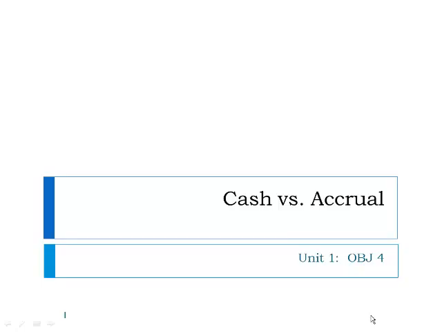Welcome to Objective 4 in Unit 1 of Accounting 3310. In this objective, we're going to look at the difference between a cash basis system and an accrual-based system.